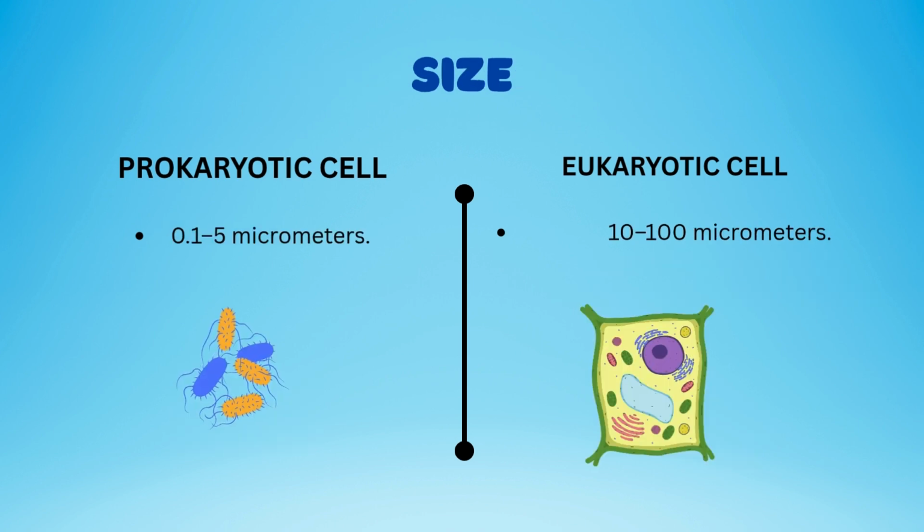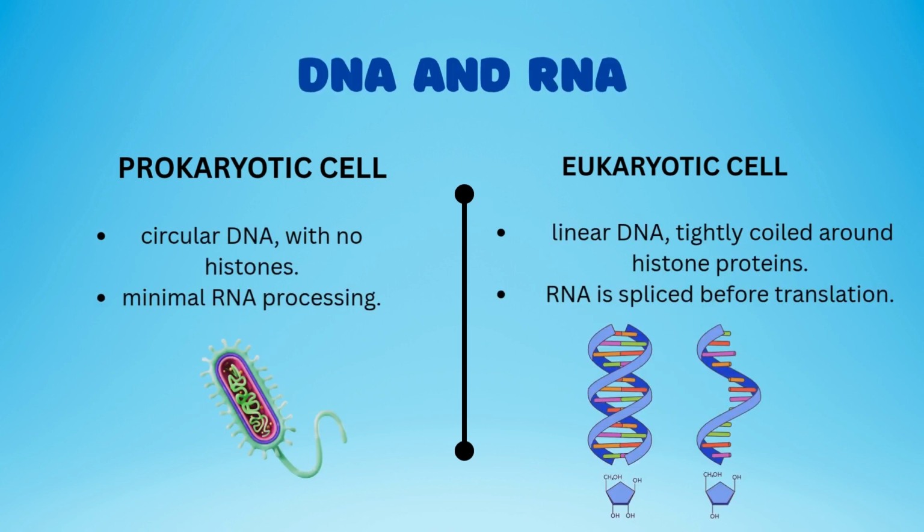Prokaryotic cells are tiny, around 0.1 to 5 micrometers. Eukaryotic cells are larger, usually 10 to 100 micrometers. Prokaryotes have circular DNA, with no histones and minimal RNA processing. Eukaryotes have linear DNA, tightly coiled around histone proteins, and their RNA is spliced before translation.